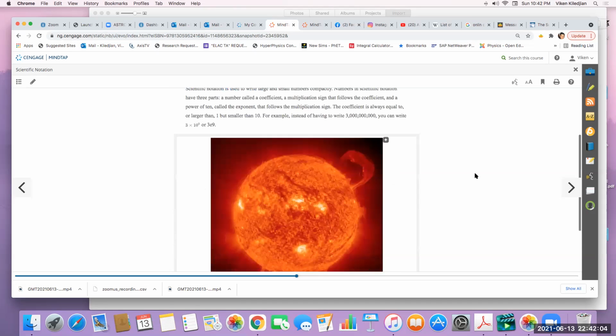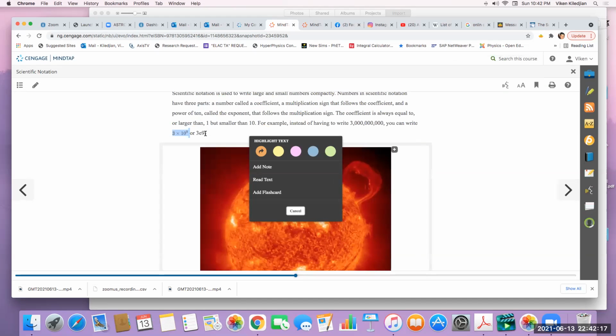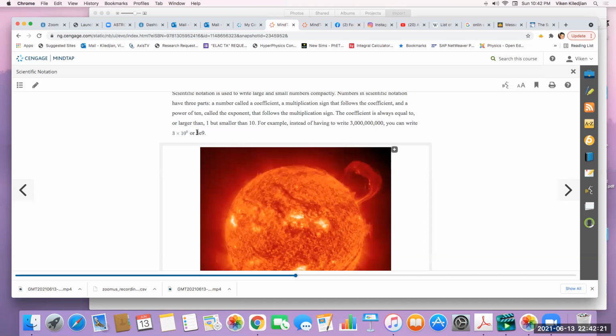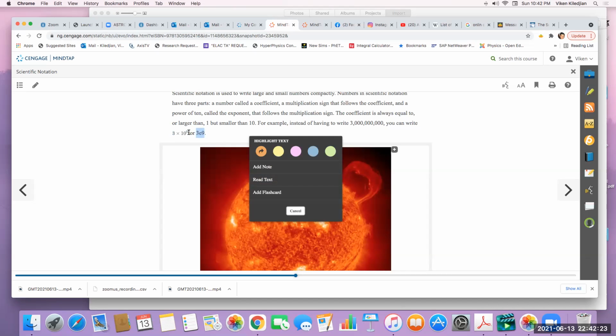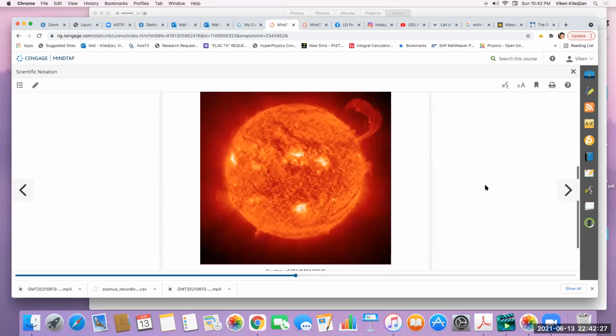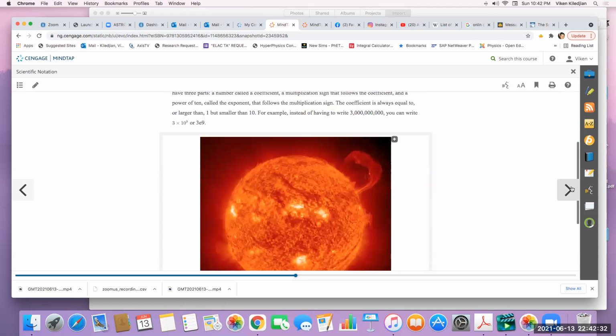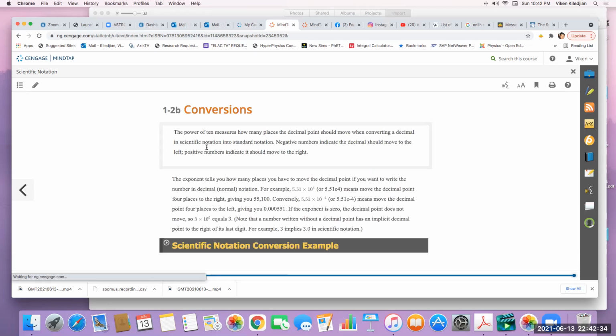So it talks a little bit about writing big numbers. So instead of having to write 3 billion, you can write 3 times 10 to the 9th, or 3 e to the 9th. So this 3 e to the 9th is the same thing as writing 3 times 10 to the 9th. So for big numbers. In astronomy, you have a lot of things that are full of big numbers. So conversions.